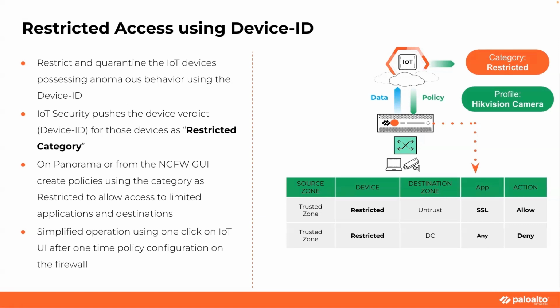In the workflow, we have a very simplified process where we can just push these devices to be in a restricted category and we would restrict their access. For example, here we have created rules where restricted devices to untrust zone are allowed to access SSL, but anything else is not allowed.